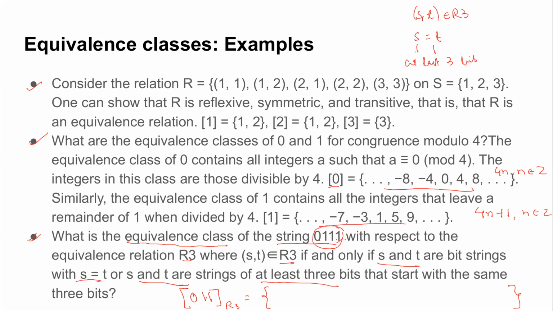So what would be the possible set of strings? I've tried to use examples which are different. One was given a relation, the second was using some defined property, and the third is on strings. So it's not numbers; now these are strings, which is more closely related to computer science. What would be your possible string? It will be the set of all those strings which are either equal to this 0, 1, 1, or have the first 3 bits the same, right? So can you tell me what will be the equivalence class?